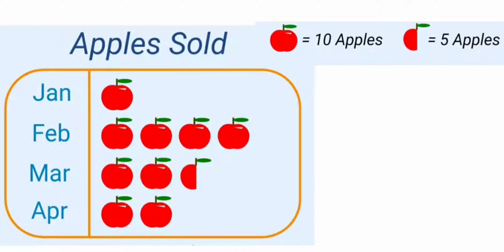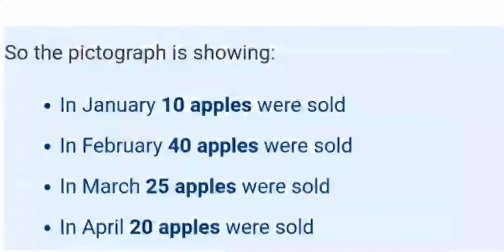So in January 1 apple means 10 apples were sold. In February 4 apples, so 40 apples sold. In March 2.5 means 20 plus 5, 25 apples were sold, and in April 20 apples were sold. So data represented in pictures is called a pictograph.